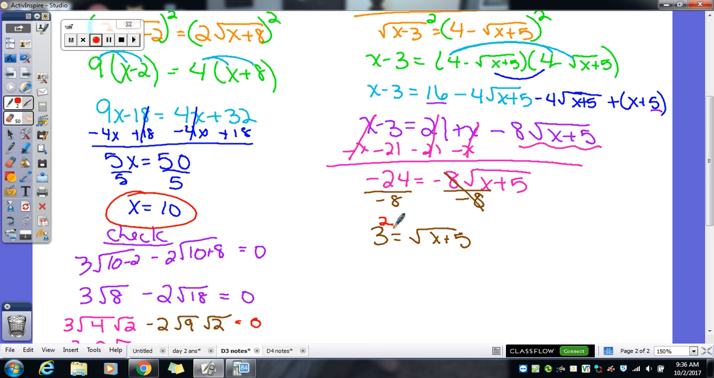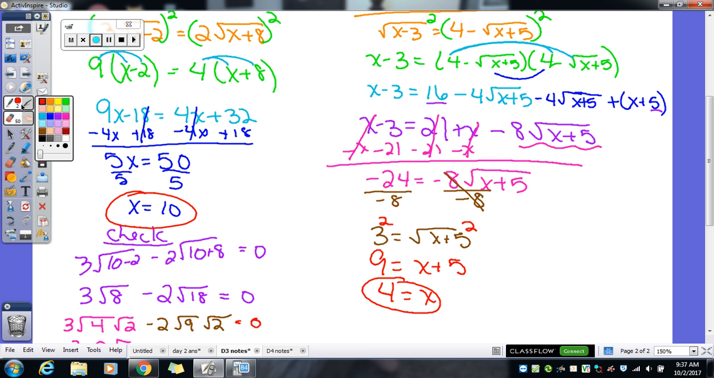So I'll square both sides. So we get 9 equals x plus 5. Subtract our 5. And we get 4 equals x. That was a long problem. So what's the last thing we have to do? Check it.